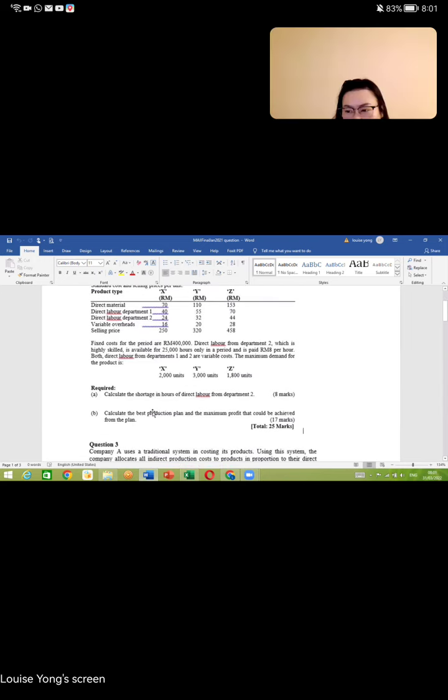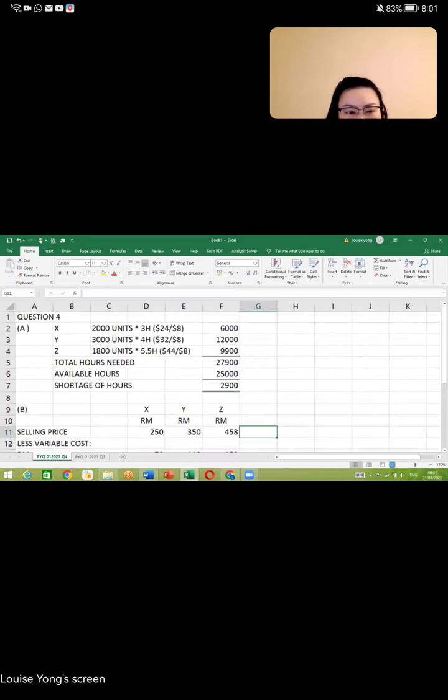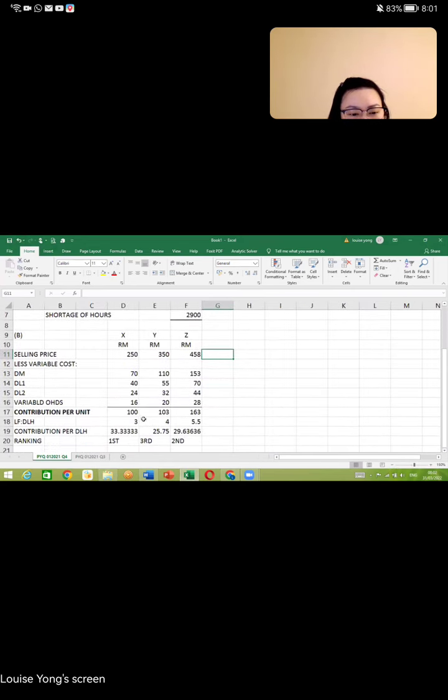And then, how to calculate your best production plan. So we have done halfway. Up to ranking here, for the limited resources, of course, we need to calculate your contribution per unit, and then divided by your limiting factor, the direct labor hours. Then get your contribution per limiting factor, and then do your ranking.